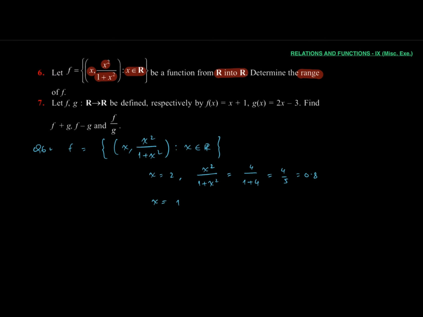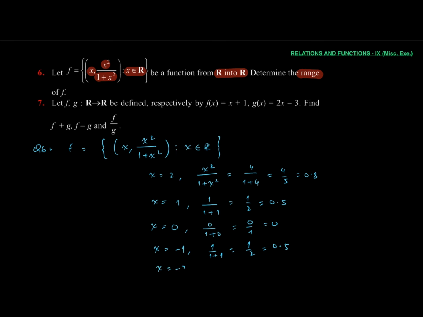Similarly, for x equal to 1, we'll be having 1/(1+1). That will be equal to 1/2, and that's equal to 0.5. Now for x equal to 0, we'll be having 0/(1+0). That will be equal to 0/1, and this will be equal to 0. Now for x equal to negative 1, we'll be having 1/(1+1), and this will be equal to 1/2, and that's equal to 0.5.